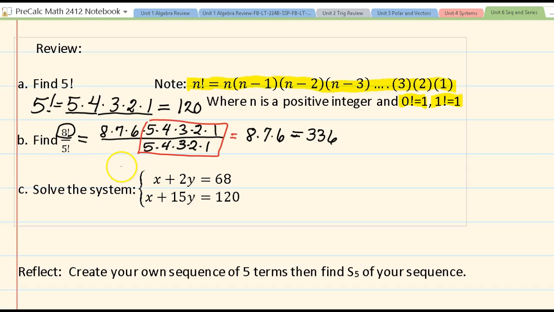Finally, we're also going to solve the linear system that we discussed in the last unit, or 2 units ago. Now let's solve this system of linear equations. We have already discussed several methods on how to solve this system. Pick whichever one that you would like.